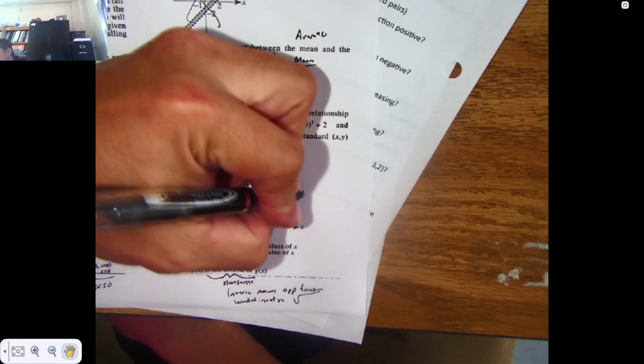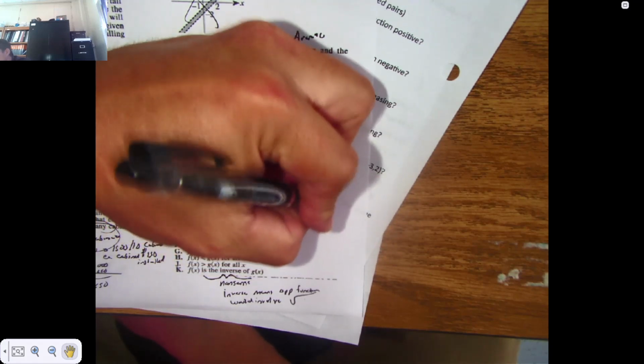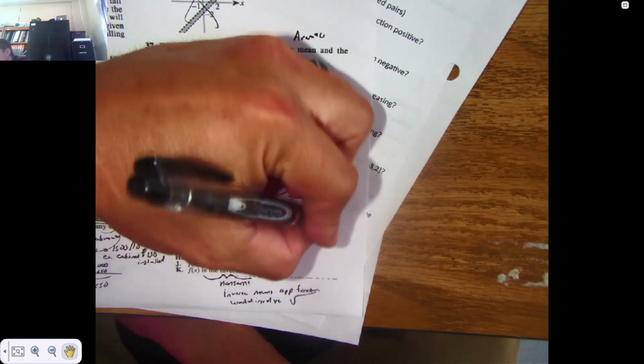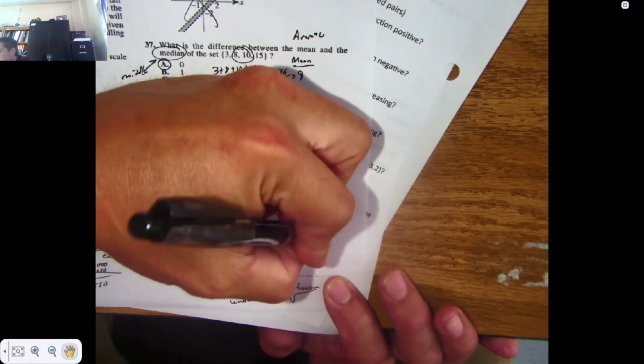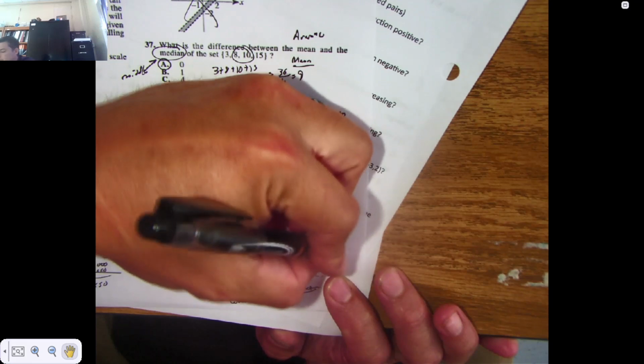It'll get picked. Choice F says f of x is equal to g of x at exactly 2 values of x. And by the way, this is your parabola. That's f of x, and the line is g of x. And that's true. At these 2 points, the output is the same for f of x and g of x. They are.